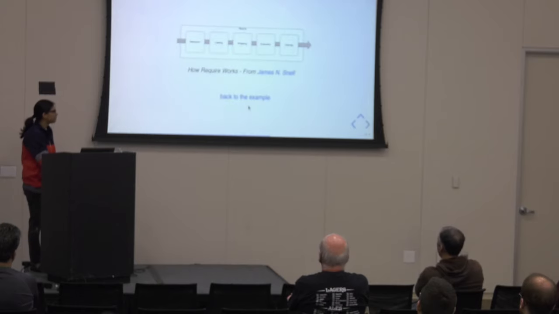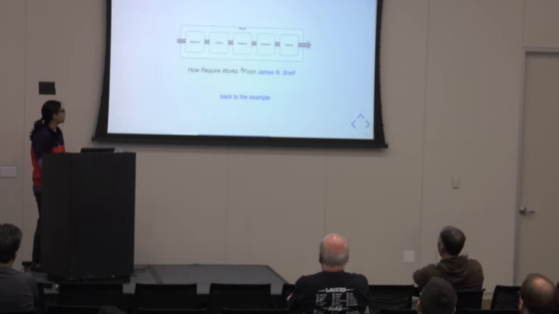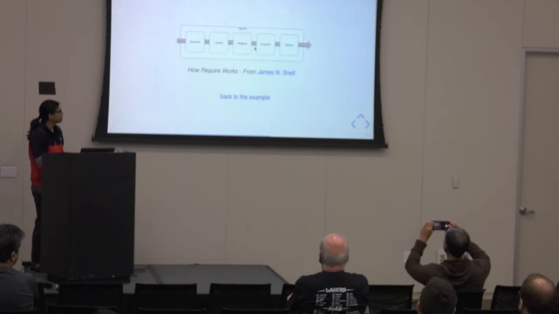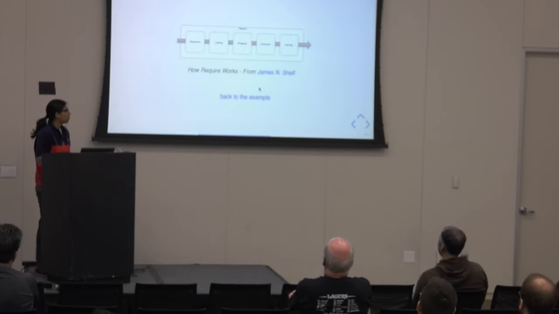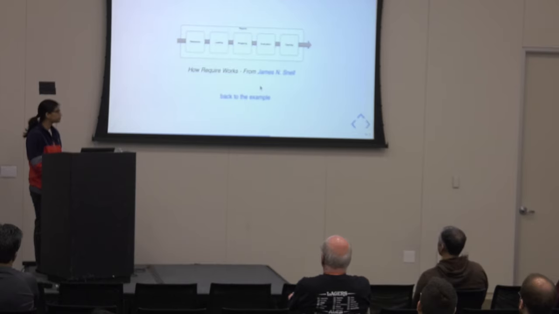I've got a good diagram that I picked up from the net. This is a link of how require works. And you could see that it's basically a pipeline of operations. You do resolution, loading, wrapping, evaluation, and caching. So we saw how CommonJS could be implemented in a server environment.